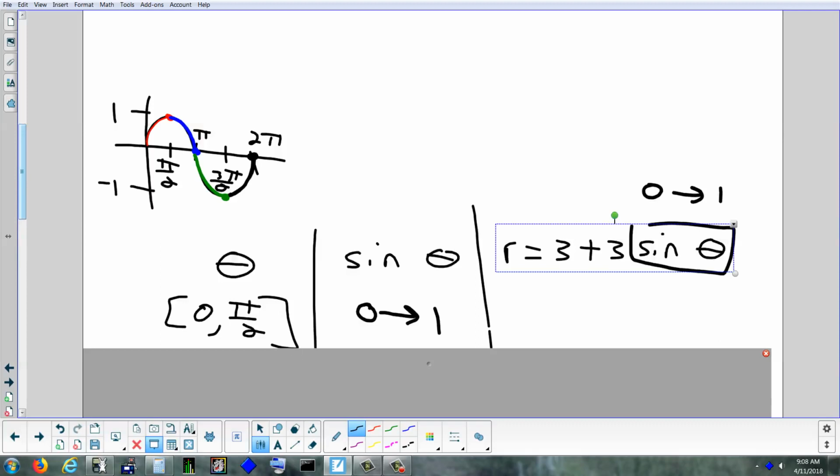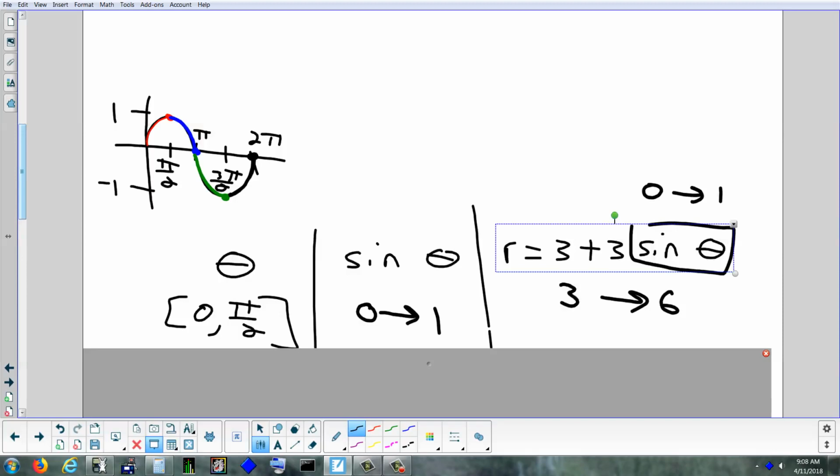So we're trying to figure out what's happening to our radius. We know what's happening to what's in the box. The sine is going from 0 to 1. So my radius is going to go from what to what? 0 to 6. Well, I agree it's going to go to 6, but I don't agree it's going to start at 0. 3 to 6. 3 to 6, yes.